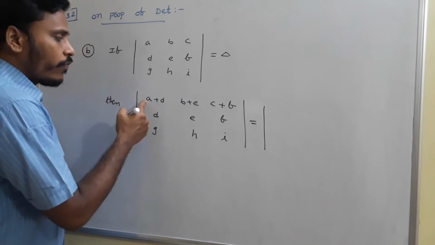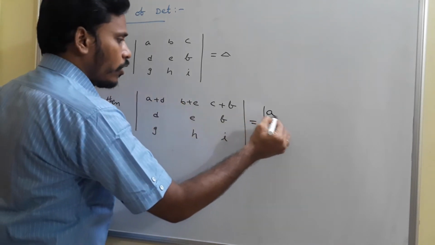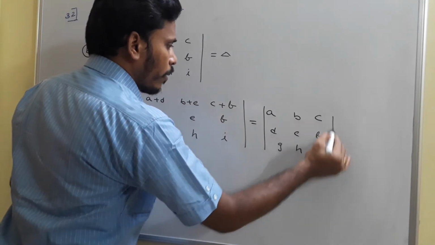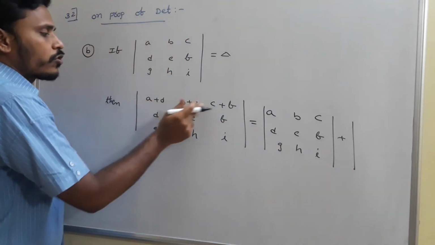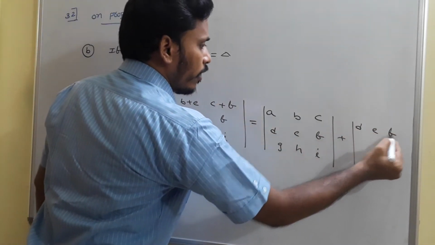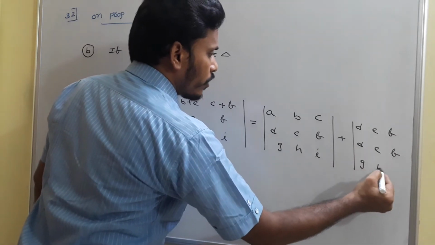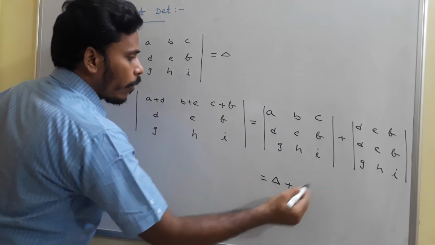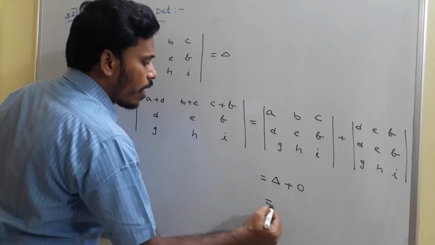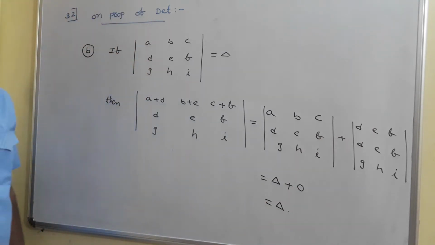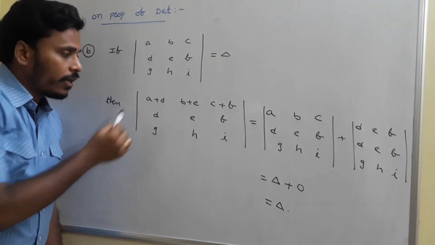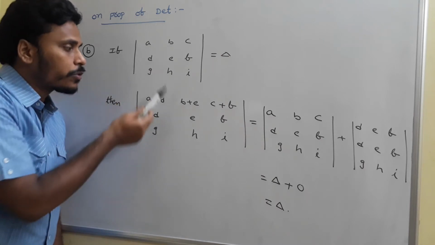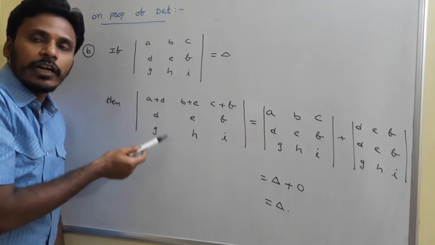How can I write it? The first row's first elements are like this, A, B, C. So here I will take A, B, C, D, E, F, G, H, I, plus, and the other part of the first row is D, E, F. So D, E, F, D, E, F, G, H, I. And just have a look. This first determinant value is the same delta, whereas this second determinant value is 0, and delta plus 0 is again delta. So if the determinant of the given matrix is delta, then this matrix is also of the value delta only.